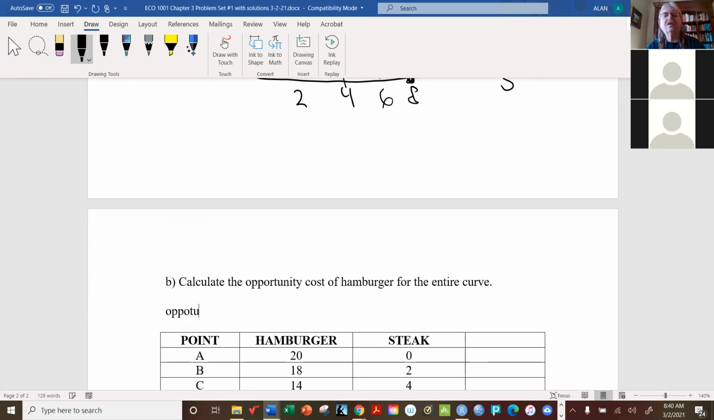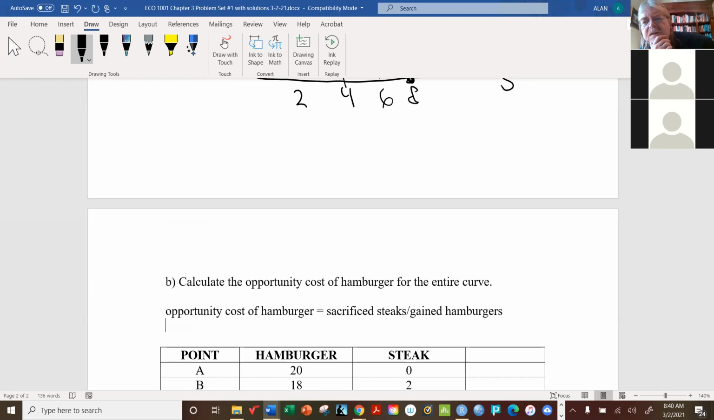Okay, so remember the way opportunity costs work. In this case, the opportunity cost of making hamburgers would equal the sacrificed steaks divided by gained hamburgers. Okay, so the thing to remember with opportunity costs, numerator is always the sacrificed good, and the denominator is always the gain good.